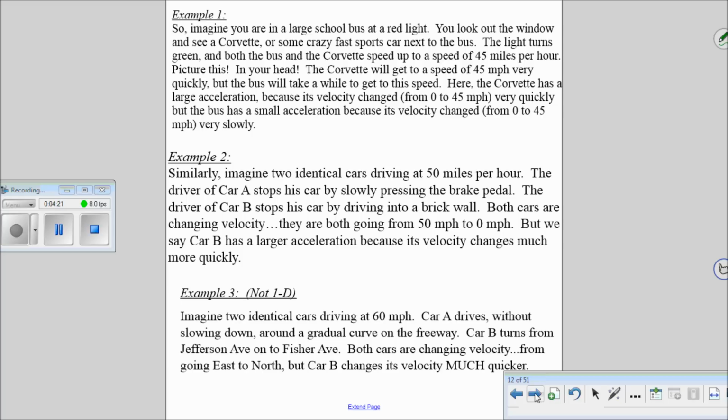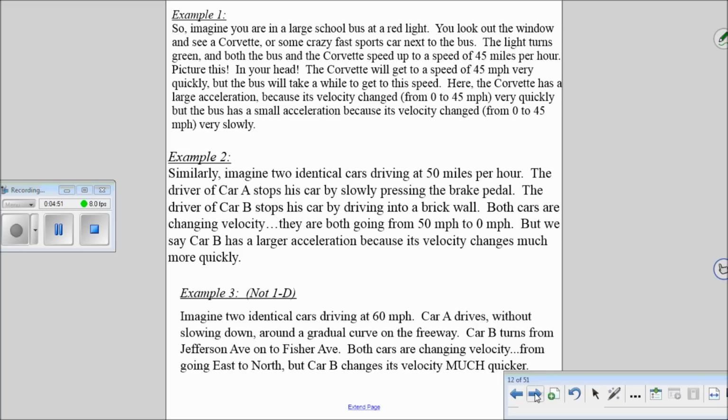All right, so if you have both a school bus and a Corvette sitting at a red light, and the light turns green, and both drivers floor it, they're both going to speed up, right? But clearly the Corvette's going to go zoom and shoot ahead of the school bus, right? That's because the Corvette is able to get from a speed of, in this example, 0 to 45 miles an hour very quickly. But the school bus, because it's so much bigger, it's harder to make it speed up, and so it's going to take more time to get to 45 miles an hour.